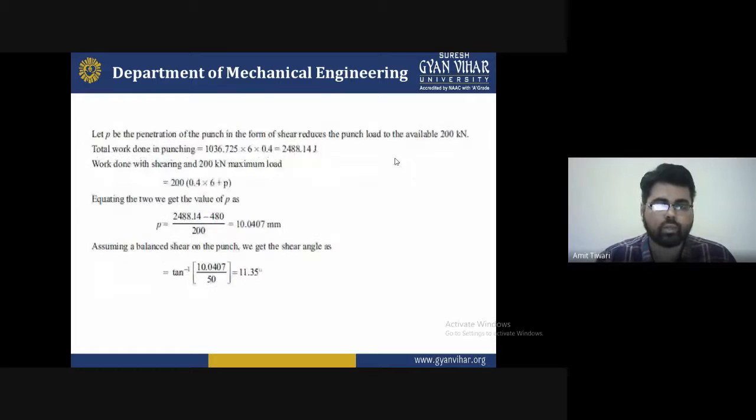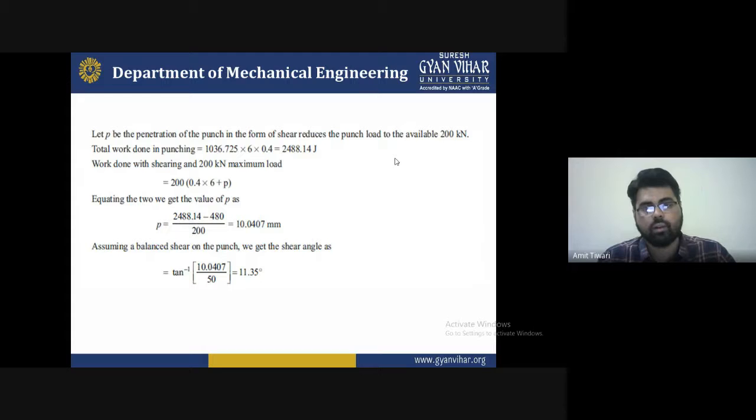Okay, so that is the next step. Let P be the penetration of the punch in the form of shear, which reduces the punch load to the available 200 kilonewton. The total work done in punching is 1036.725 × 6 × 0.4. If you multiply all the values, you get 2488.14 joule. So this is the total work done by the punching.